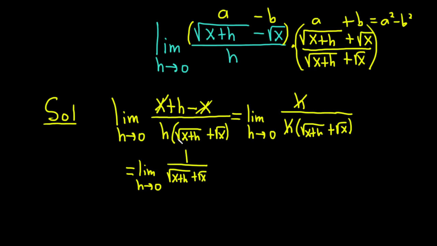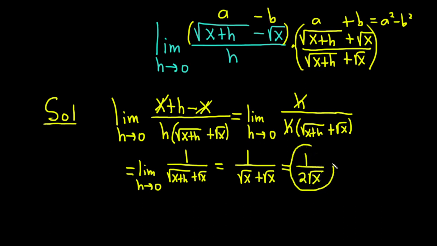So now we finally reached a point where we can plug in 0 for h. When we do that, we drop the limit sign, so this is equal to 1 over. Putting a 0 where the h is, we just get x plus 0, which is x, so we have the square root of x plus the square root of x. This is equal to, well, the square root of x plus the square root of x is 2 times the square root of x. So we get 1 over 2 times the square root of x. And that would be our final answer.